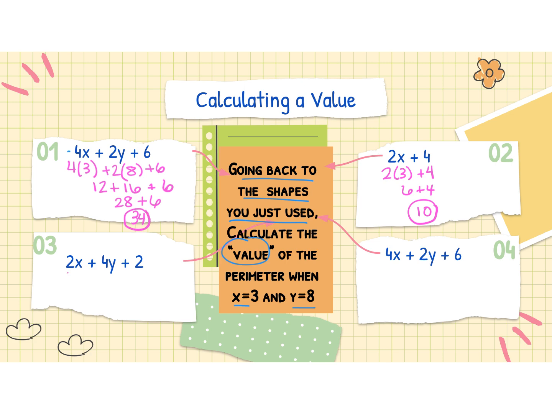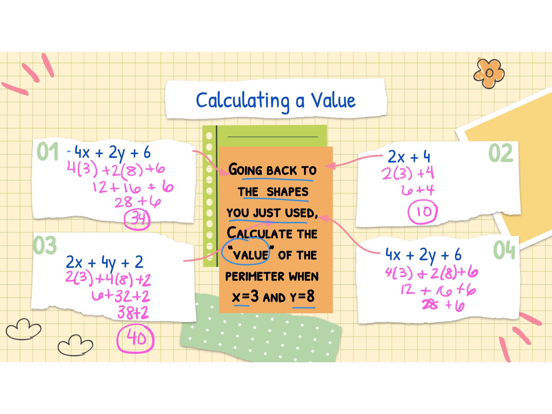Fabulous. Let's do number 3. 2 times 3 plus 4 times 8 plus 2. We have 6 plus 32 plus 2. 6 plus 32 is 38 plus 2. We have 40. And lastly, let's do number 4. We have 4 times 3 plus 2 times 8 plus 6. Ooh, that looks very familiar with number 1, right? So we have 12 plus 16 plus 6. We have 28 plus 6. We have 34.